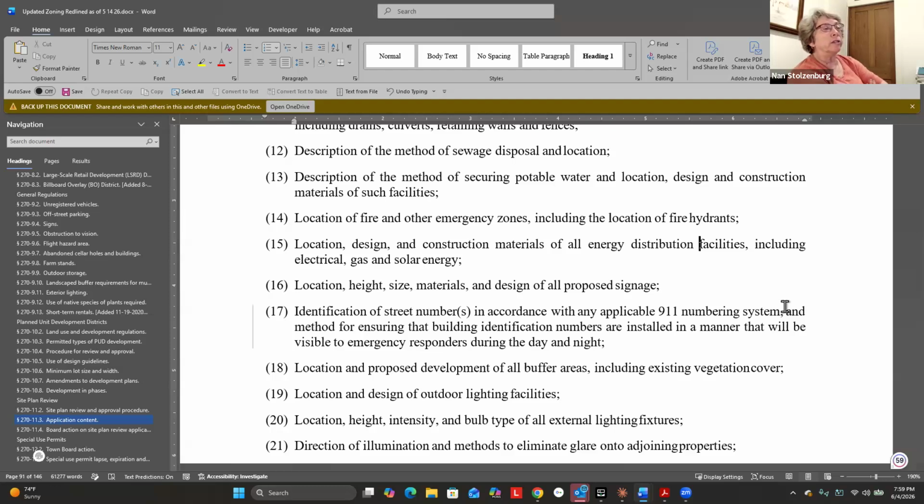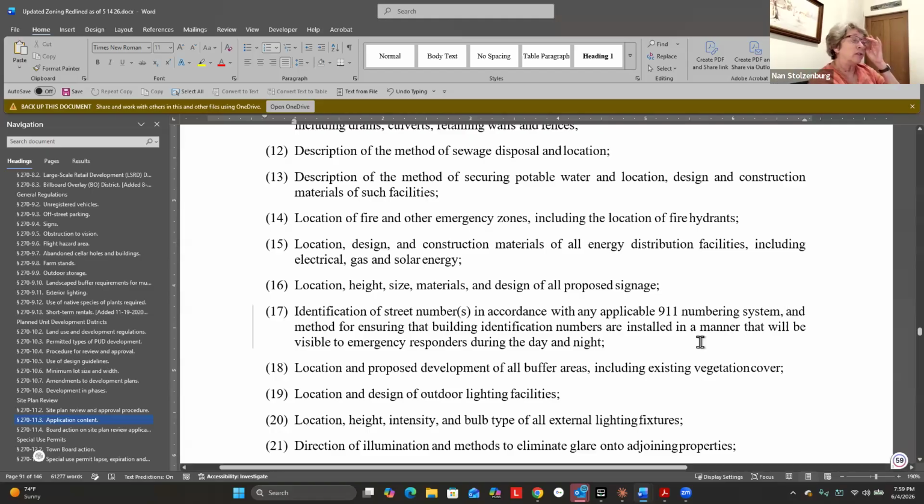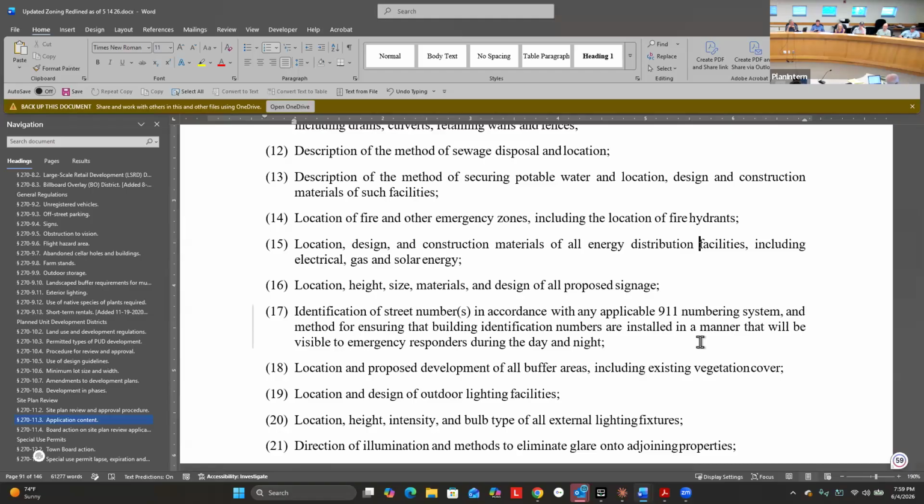I think distribution is the problem. Isn't it really the location? Remember, we're looking at the site plan law that covers everything from building a retail store to a solar farm. So this is asking for the site plan to include the location, the design, and the construction materials of basically all energy related features needed on the site. I like that wording, energy related features.